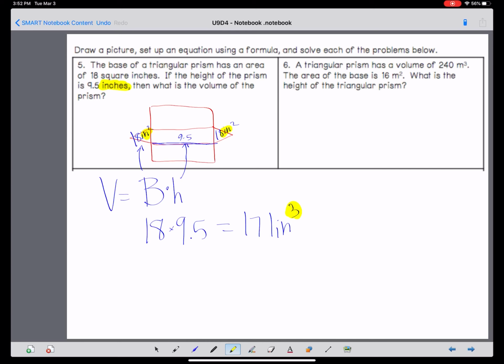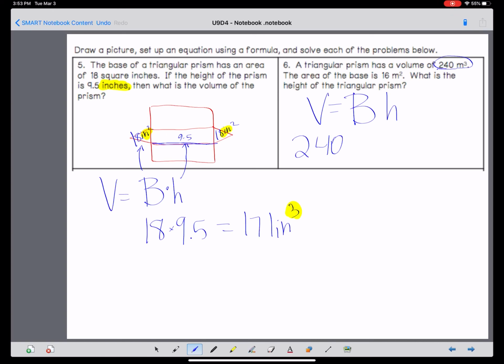All right, question number 6. A triangular prism. So that's going to be the same exact thing. Let's write out our equation for this. The volume is equal to the area of the base times the height. And it's telling us here what the volume is. So let me read the whole thing. A triangular prism has a volume of 243 meters cubed. I'm actually going to plug that in right now. Volume, I'm going to plug 240 meters cubed in for the volume. The area of the base is 16 meters squared.